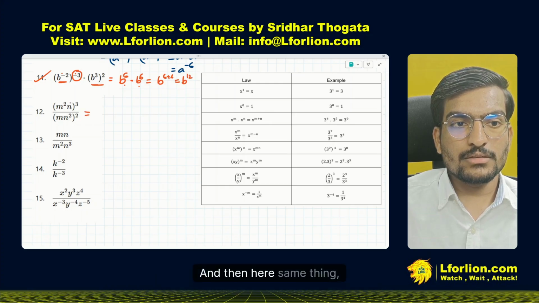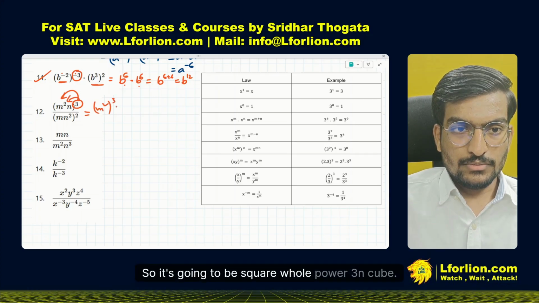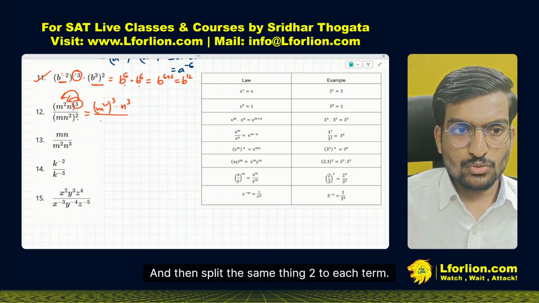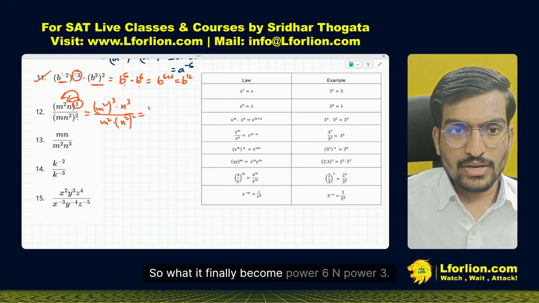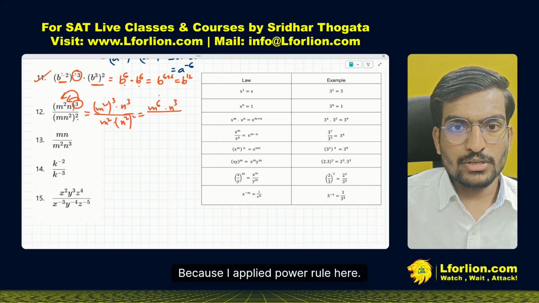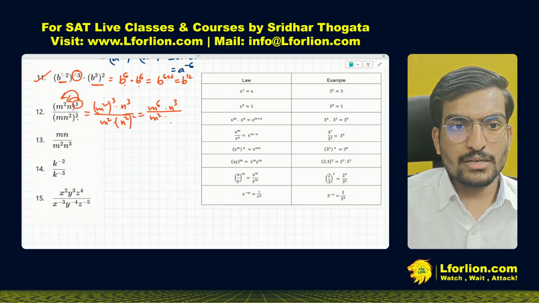And then here, same thing, just split it inside to the terms. So it's going to be square whole power 3, n cube, and then split the same thing, power 2, to each term, so it becomes square and 2 whole power 2. So what it finally becomes is power 6, n power 3, because I applied the power rule here. And then in the denominator it's only square and n power 4.